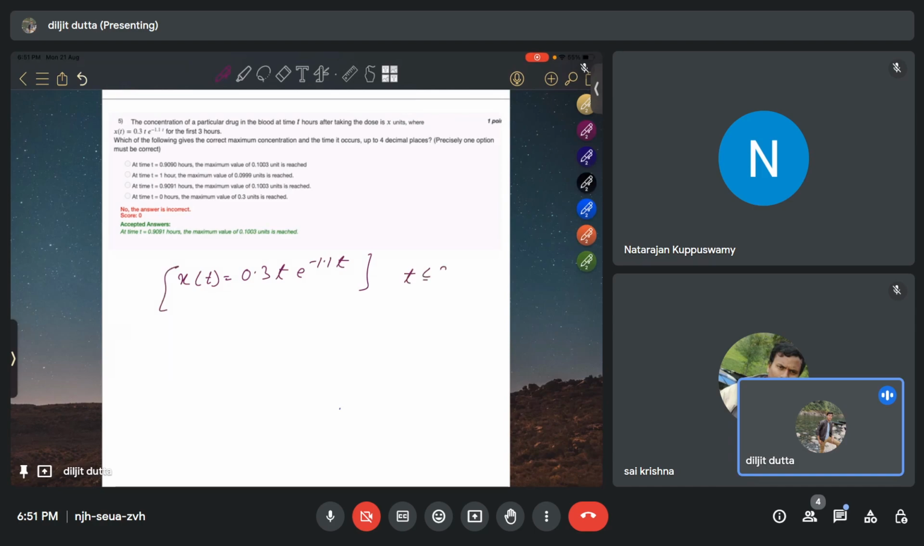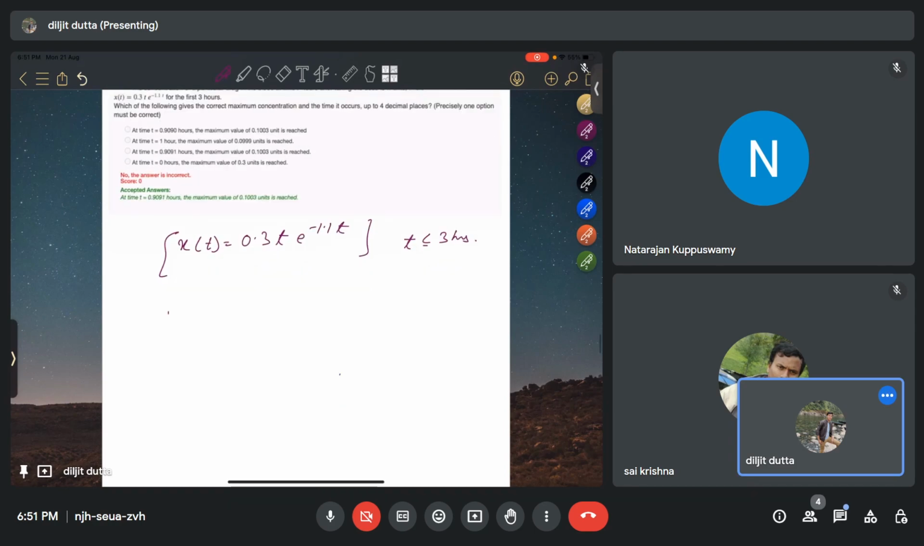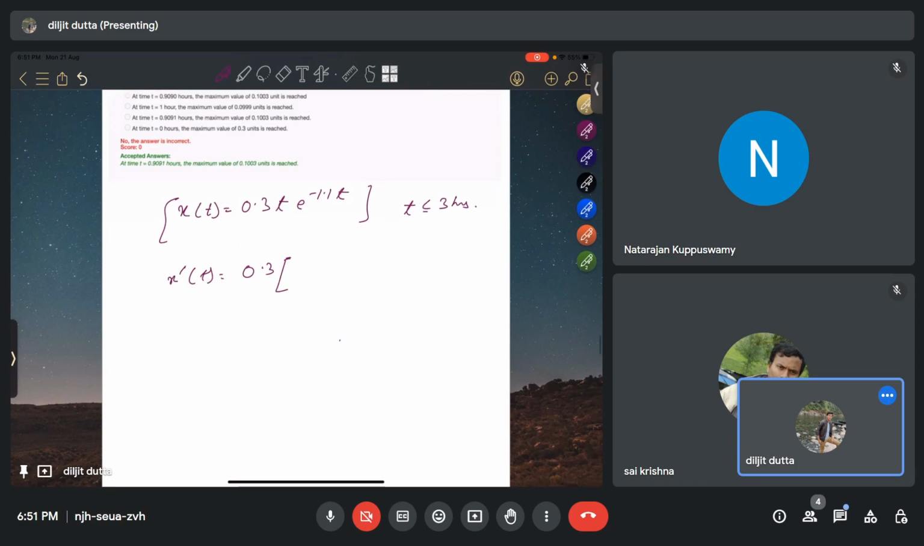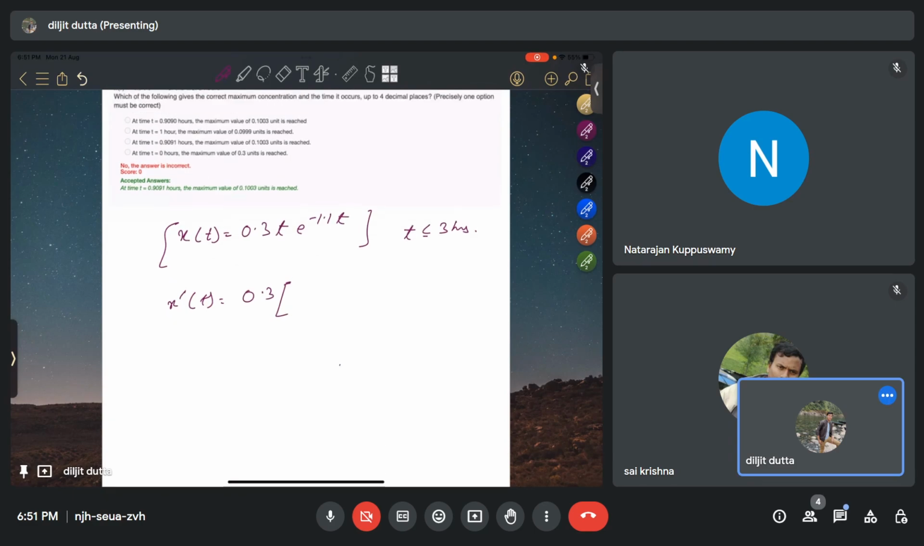and it was t less than or equal to 3 hours. So we have to do the maximum. Let us take x dash of t equal to 0.3. Now we will have to use the chain rule because it is a multiplication of two functions, a non-linear function. So if you take the derivative with respect to the first, it will be minus e to the minus 1.1 t, plus minus 1.1 into t. This is the derivative with respect to t.